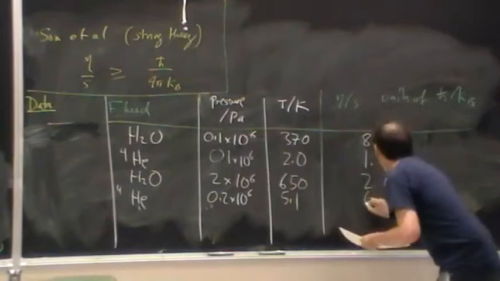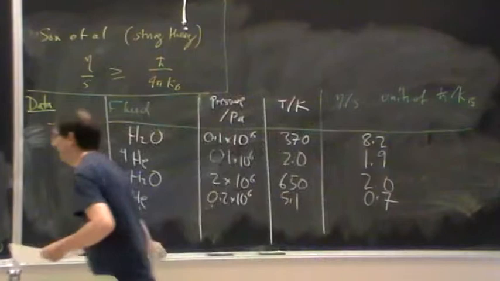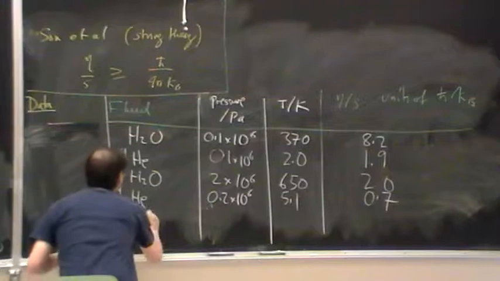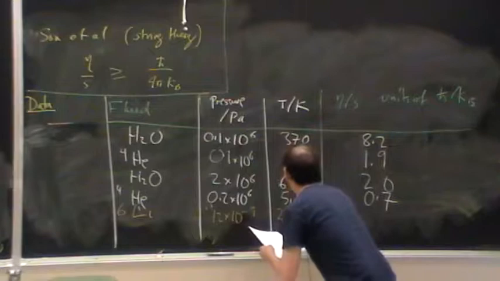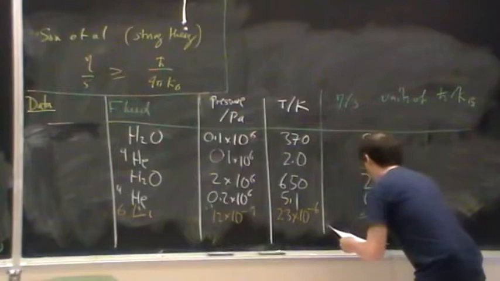Now if I take cold atomic gas, lithium 6, at a pressure of 12 times 10 to the minus 9 pascals and a temperature of 23 times 10 to the minus 6 Kelvin, then this number is very small, but it's about 0.5. So that's one extreme state of matter.